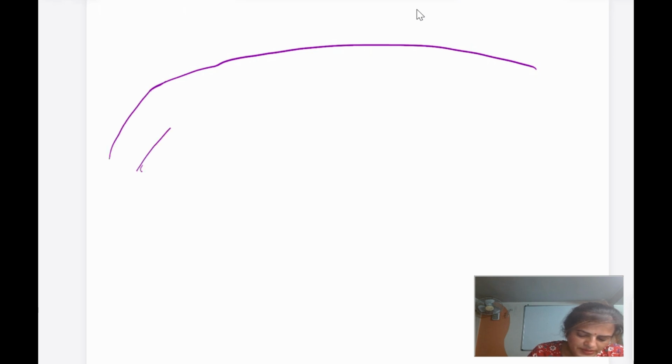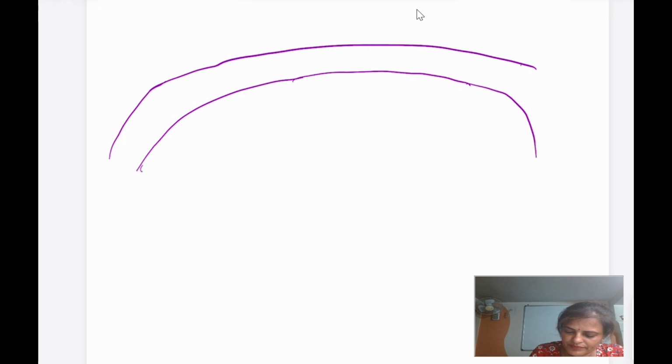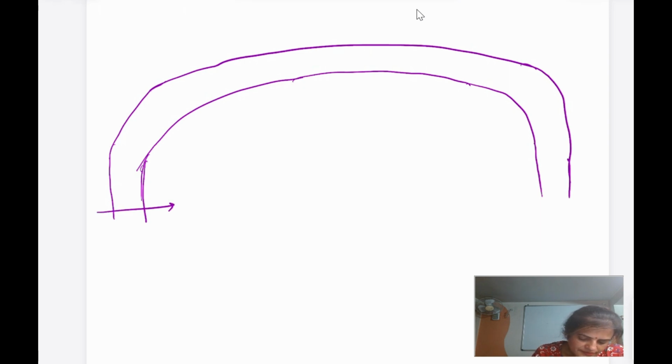Suppose this is the myocardium. This is a wall, the myocardial wall. This is a myocardial cell. Normally, which ion is responsible for the contraction of the myocardium? It is the calcium ion. So calcium enters within the cell.